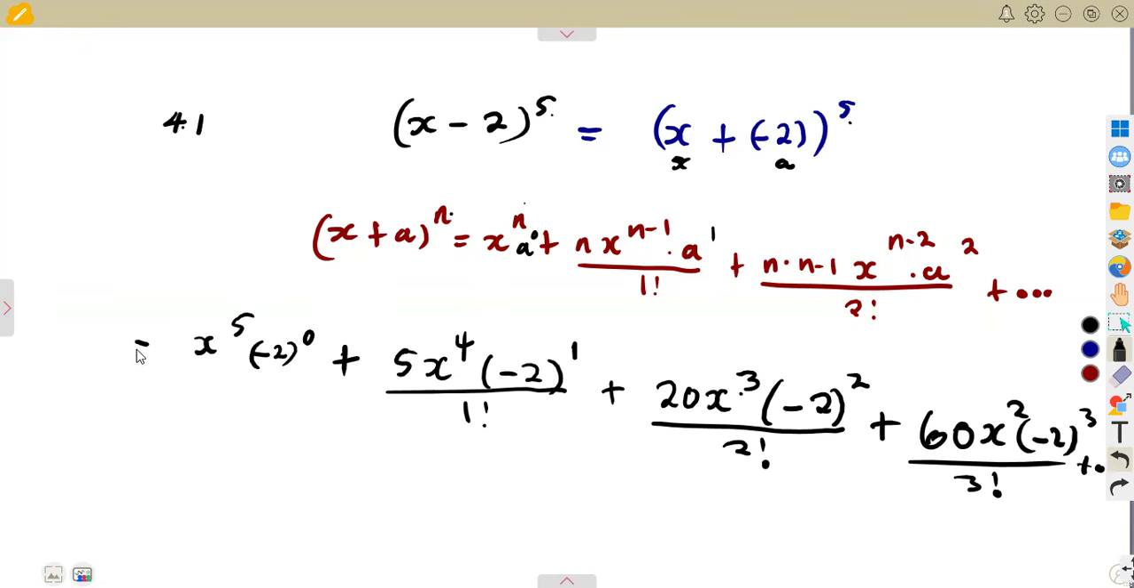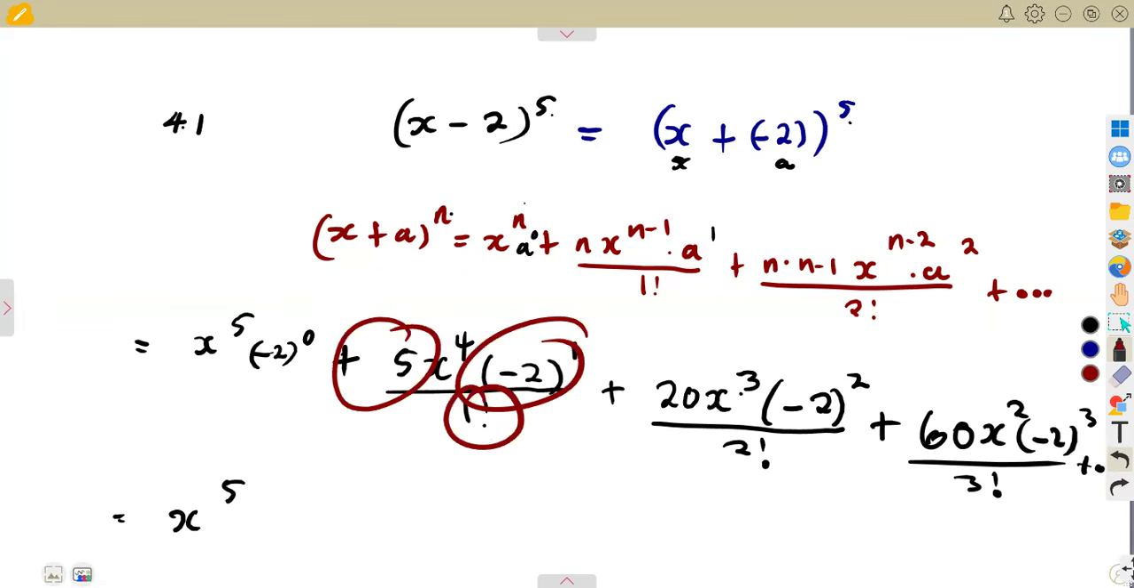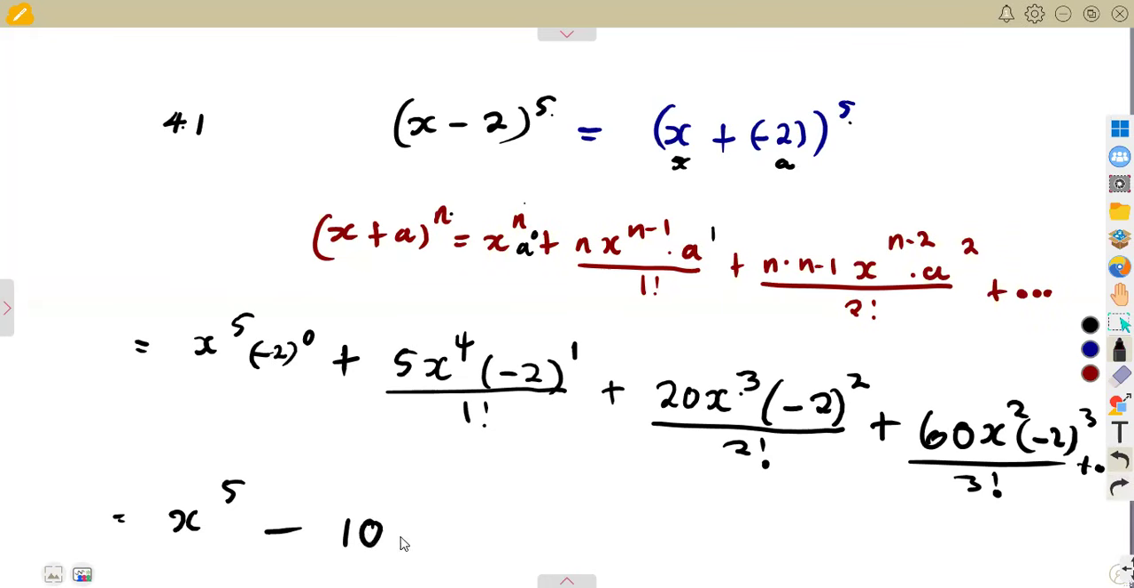So this is what you're supposed to have. Okay, so as you can see, this is just a 1. 1 times x to the power of 5, that is x to the power of 5. So make sure that you simplify properly on your calculator. This times this over 1 factorial. If you simplify, that was going to give us minus 10. So we've got minus 10x to the power of 4.